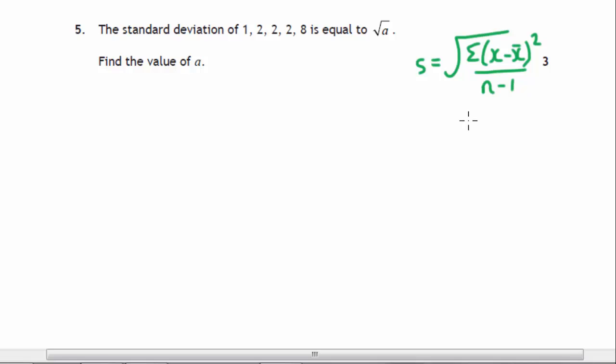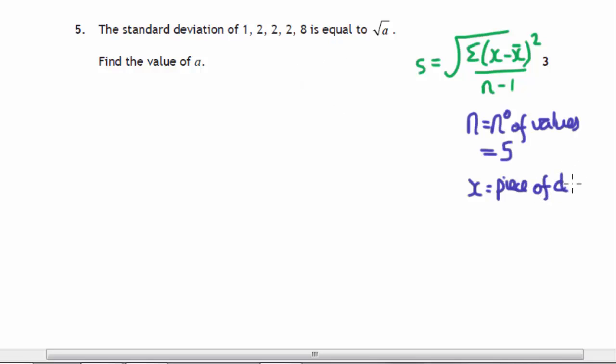So if I write a wee key, n is the number of values. Now we can say 1, 2, 3, n is 5 because there's 5 values. Your x, that's basically a piece of data, right? So x will take one of 5 values. Okay, so x can be 1, x can be 2, x could be 8. A value of data, a piece of data.